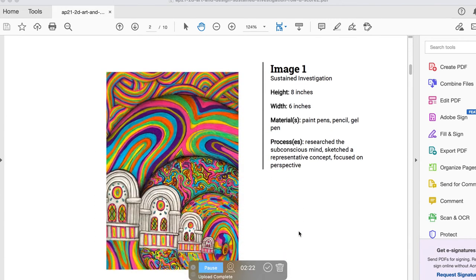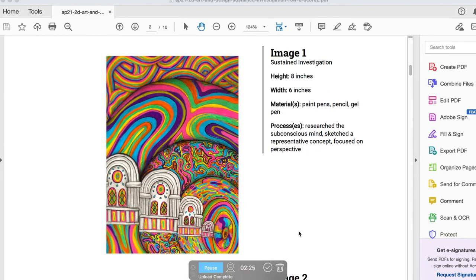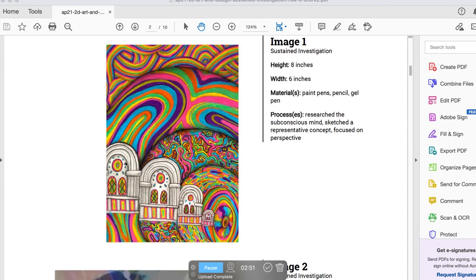Let's look at the work. Image 1. Materials: paint, pens, pencil, and gel pen. Process: research the subconscious mind, sketched a representative concept, and focused on perspective. Again, as you're looking at these, we are focusing on their use of the 2D design skills. Perspective is a 2D design skill. And we are seeing 1 point perspective going back here to a vanishing point.